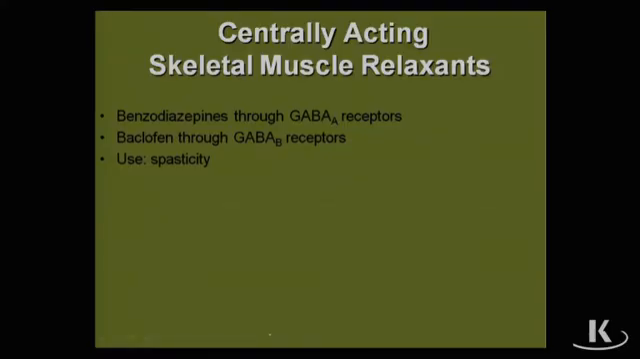Final slide is reminding us that we can centrally relax skeletal muscle, in particular through benzodiazepine and GABA-A receptors, and let's not forget the GABA-B receptor agonist baclofen used in spasticity. This concludes Chapter 4, Drugs Used in Anesthesia.